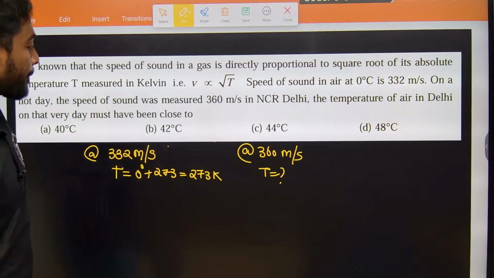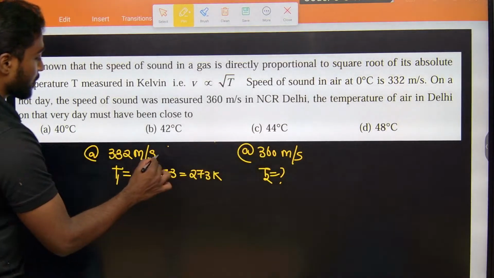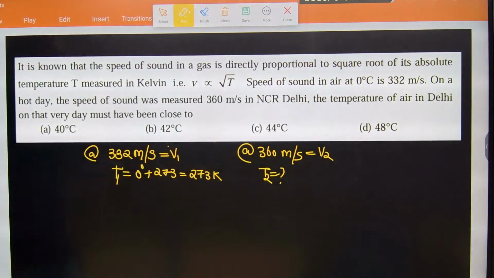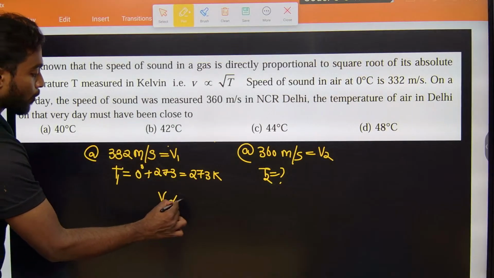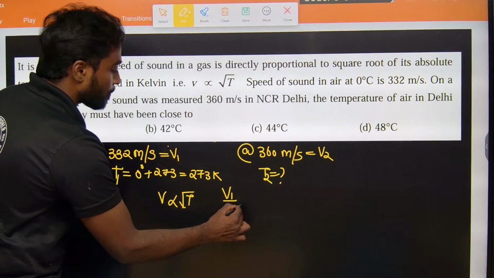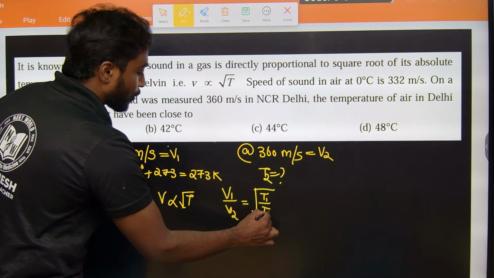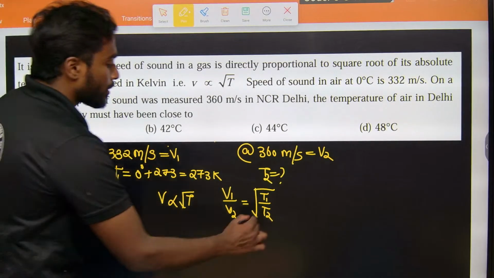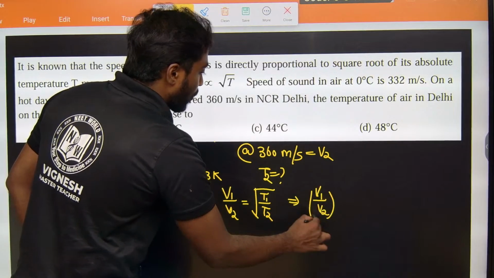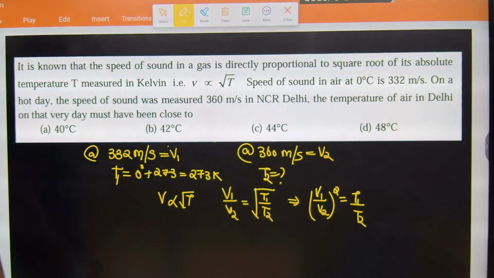Right now, what is the temperature? So, this is T1 and this is T2, this is V1 and this is V2. So, V is directly proportional to root T. So, V1 by V2 should be equal to root over T1 by T2, where V1 by V2 the whole square should be equal to T1 by T2, right?